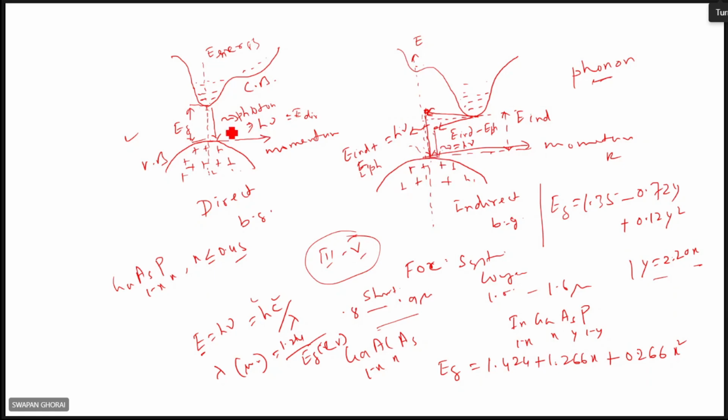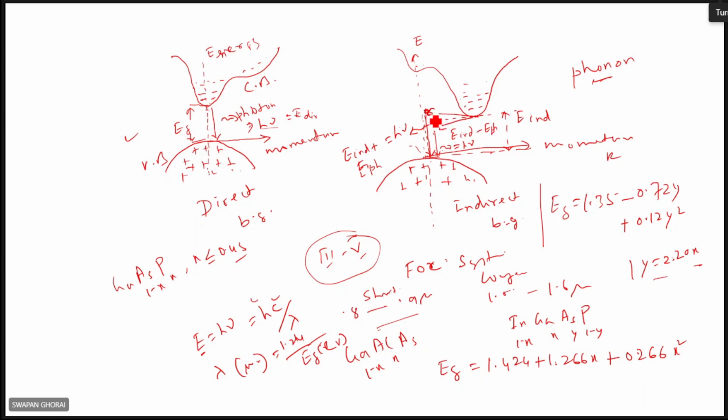This is energy, and this x-axis is the momentum. So to conserve the energy and momentum, a third particle must participate in the process. In that case, if this is the E direct, and this is the energy of the phonon.